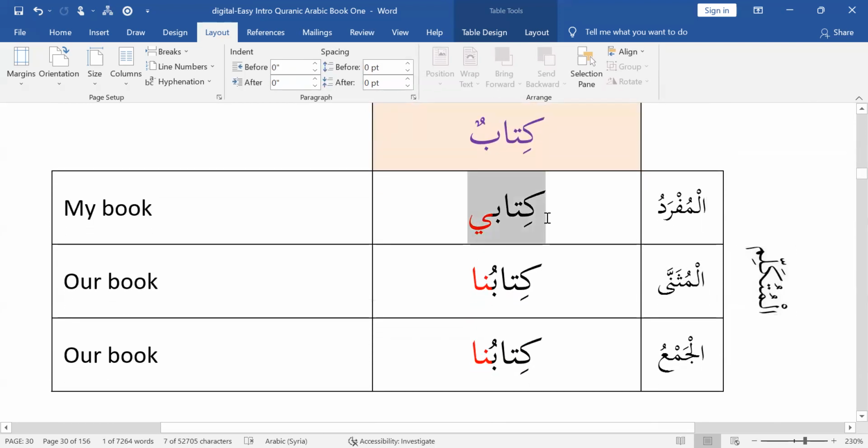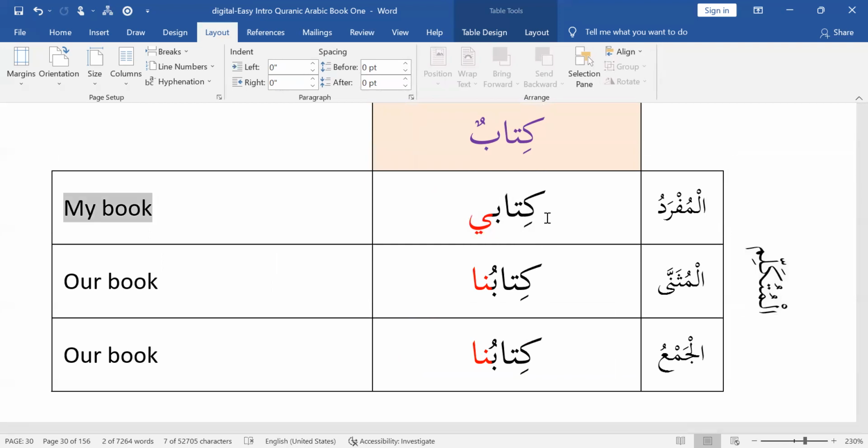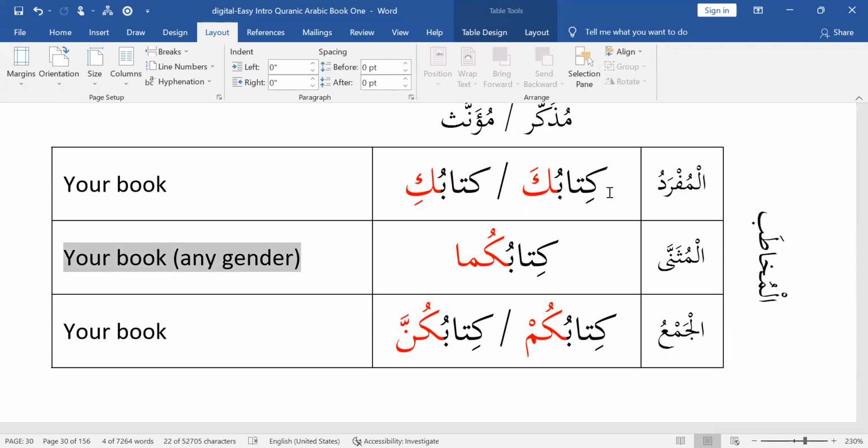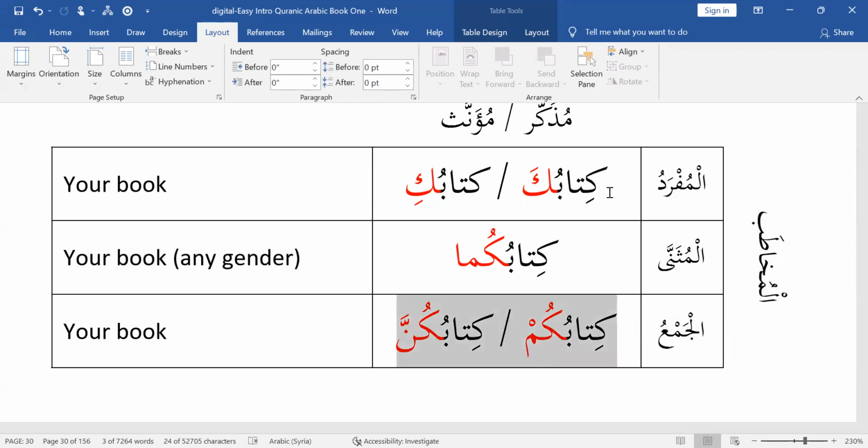Kitabi, my book. Kitabuna, our book, for the dual. Kitabuna, our book, for the plural. Kitabuka, kitabuki, your book, for a boy or girl, respectively. Kitabukuma, your book, any gender, as long as it's 2, dual. And finally, kitabukum, kitabukunna, your book, for the plural.